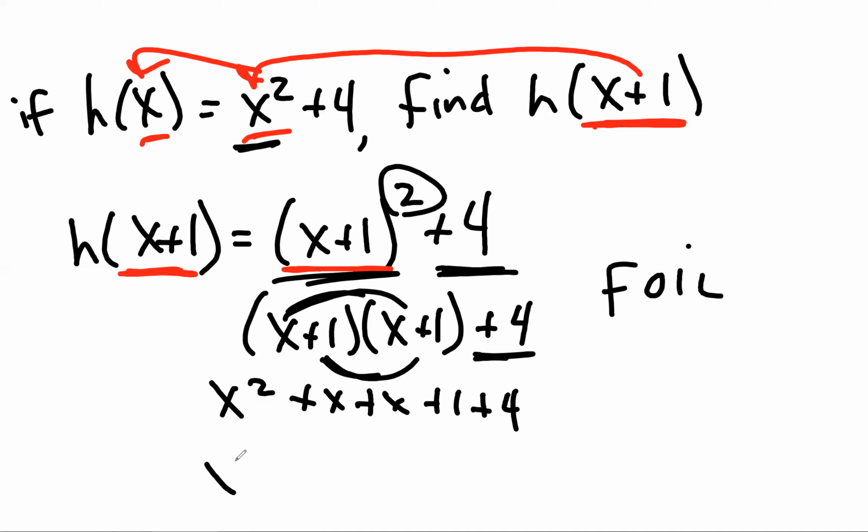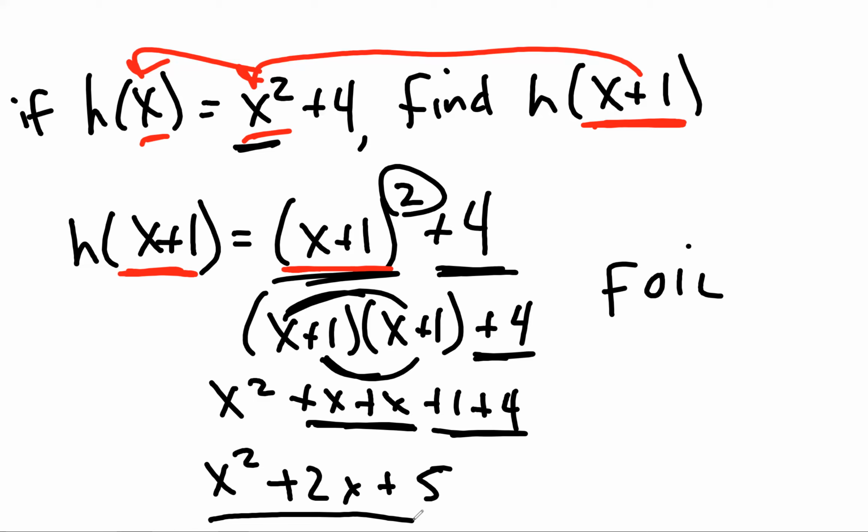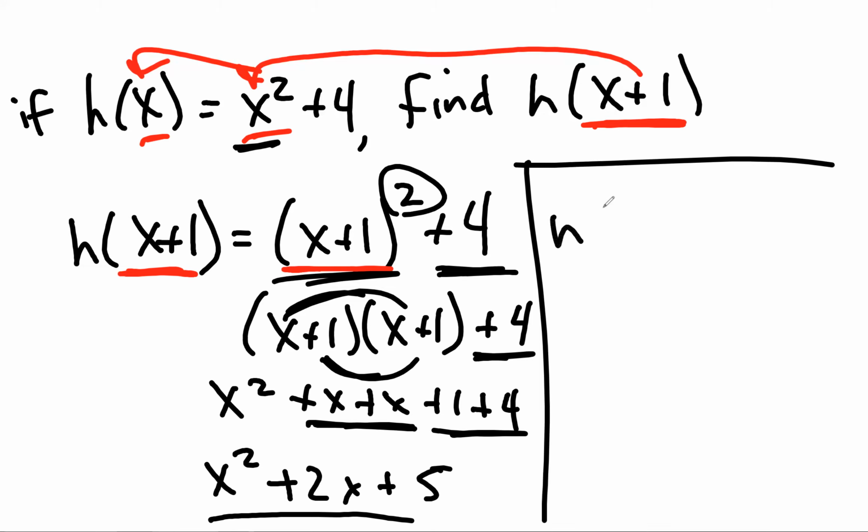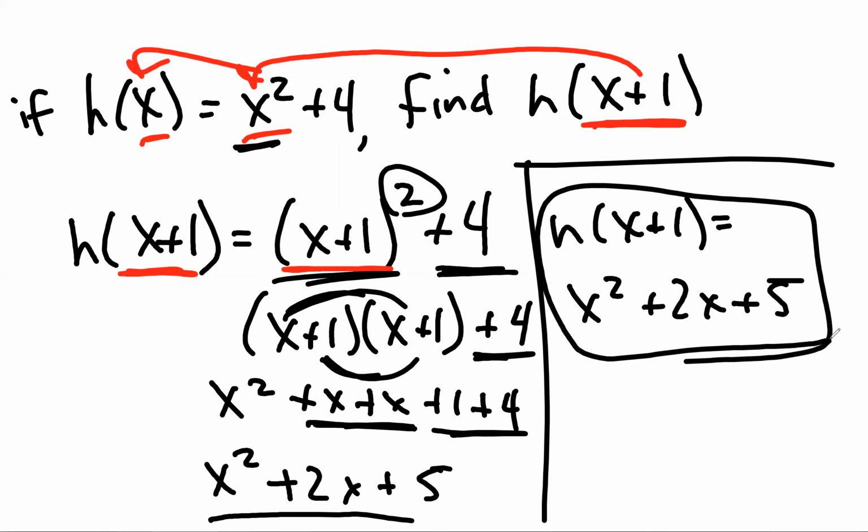I only have one term with an x squared. Hey, look, two x's, so plus 2x. And hey, look, two whole numbers, so plus 5. And that's it. I cannot simplify this any further. So what I'm going to do then is come over here, get rid of this so you have space. And I'm going to say that h of x plus 1 equals x squared plus 2x plus 5. And this is going to be my final answer.